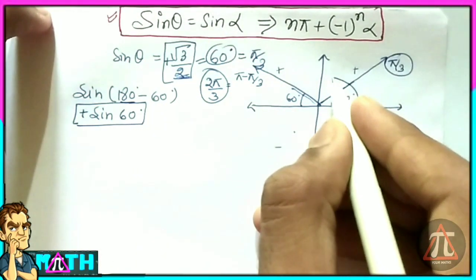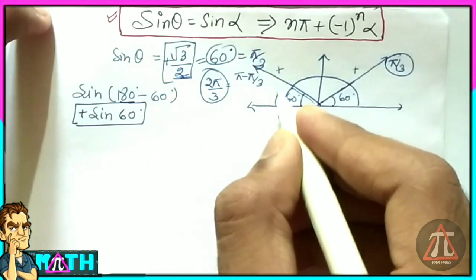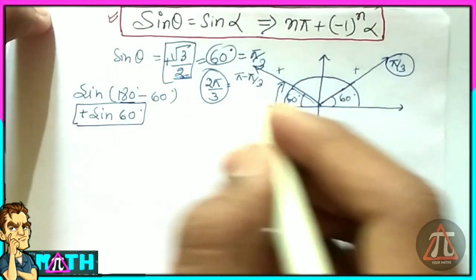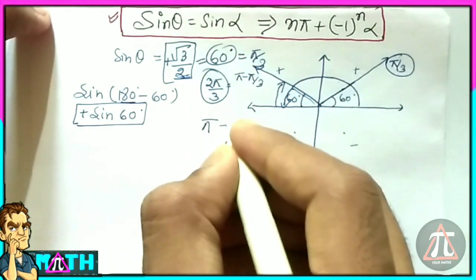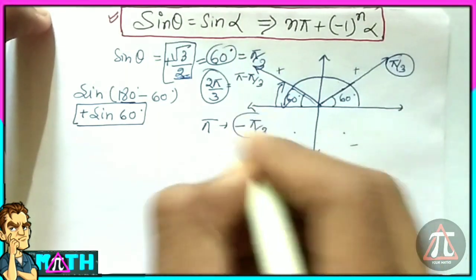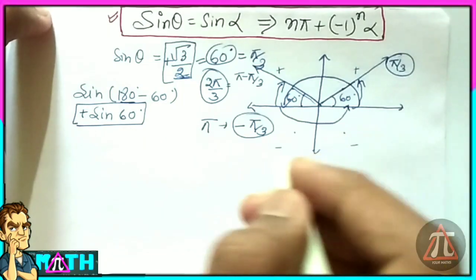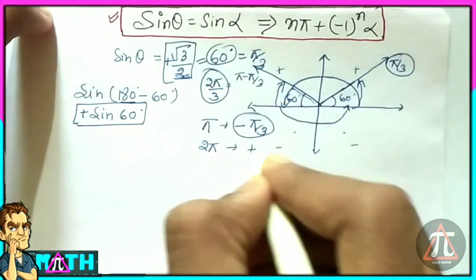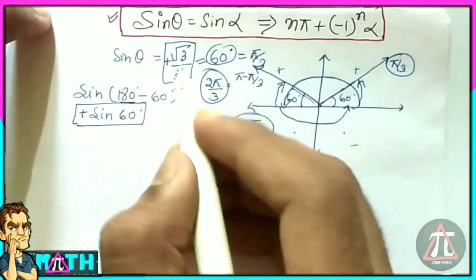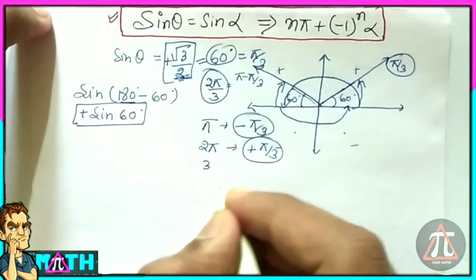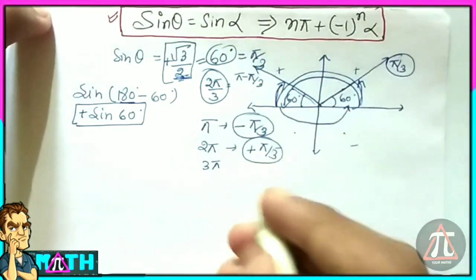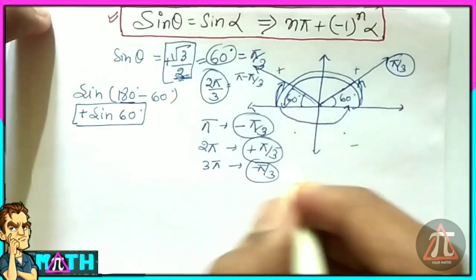Now you can see that in the first pi you have to subtract pi by 3 to get the same result as sine alpha gives you. So in the first pi you have to subtract pi by 3, and in the second pi you have to add pi by 3 to get the same result as sine alpha gives you. In the third pi again you have to subtract pi by 3, and in the fourth one it is plus pi by 3.